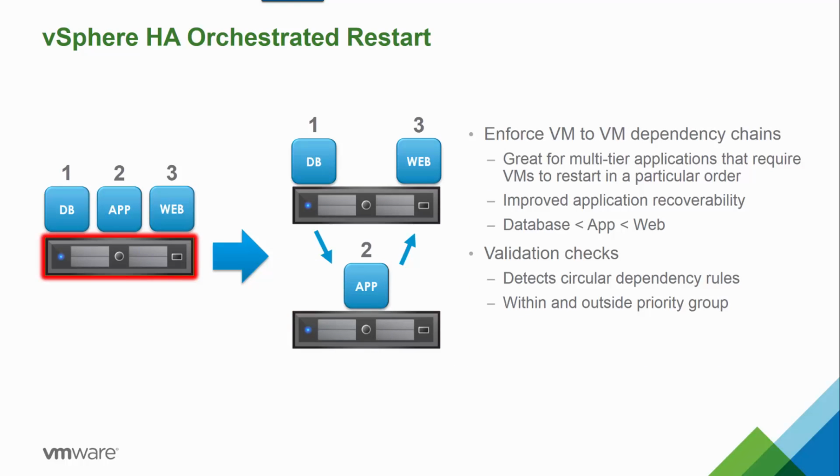We've also included an orchestrated restart order for HA. This will be beneficial for VM to VM dependency chains. A good example of this would be, say, a 3-tier web application that requires a certain start order. So for an example, in a 3-tier web app, the database server needs to come up first. And then once the database is up and running, the application server needs to come up. Once the application is up, then the web server comes up. So there's a specific start order with that. So with this orchestrated restart order for HA, there's also a validation check to detect circular dependency rules as well. And this is for within and outside priority groups.